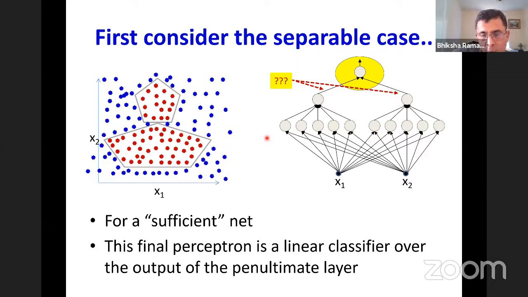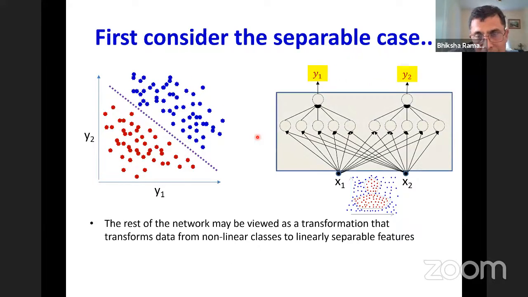So what this means is that this perfect network that actually learns to model this double pentagon decision boundary actually comprises two components. The lower part of the network is actually a complex machine which takes all of these inputs and moves all the data around such that they are now linearly separable.